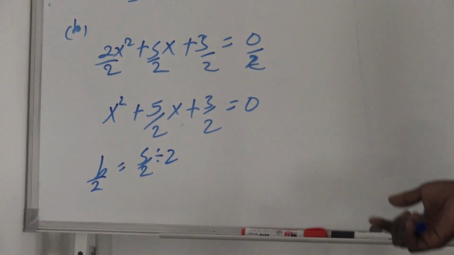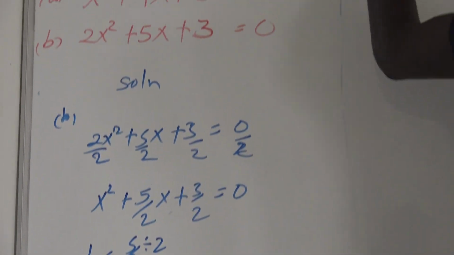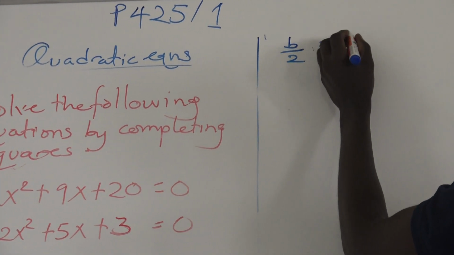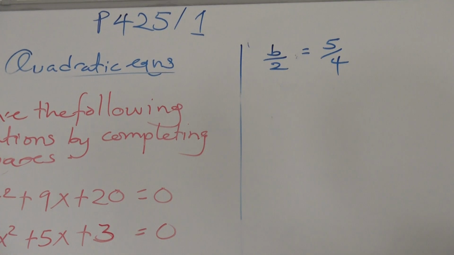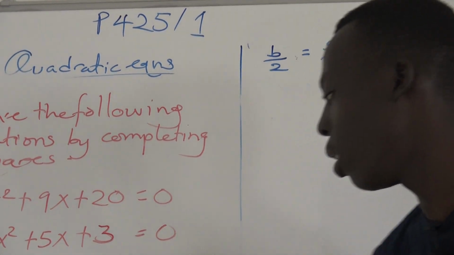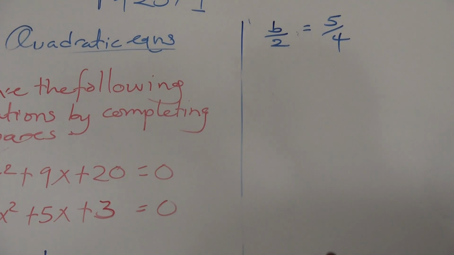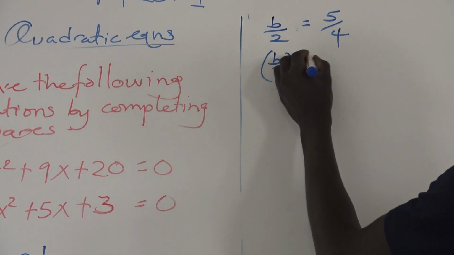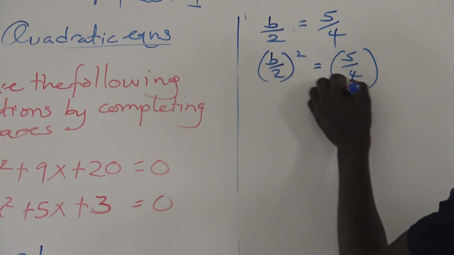So by dividing by 2, this one will change, that our b out of 2 will be now the 5 out of 4. So when you divide this one by that one, you have that 5 out of 4. So after dividing by 2, we said we square b out of 2. Now you square it, which will give us (5/4)², the whole thing squared.